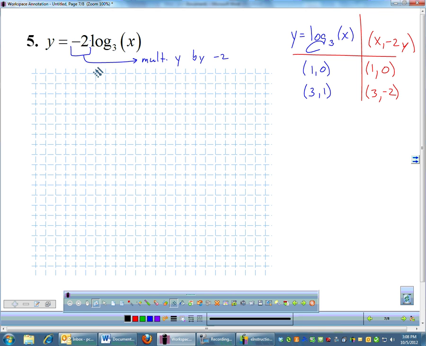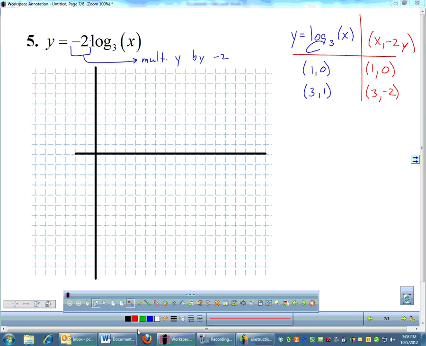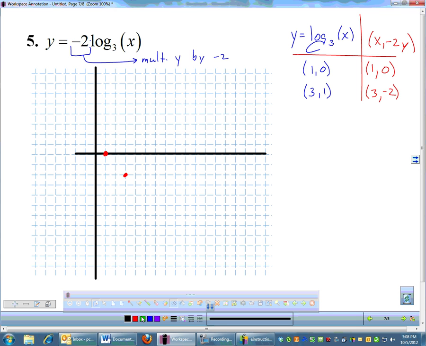Let's get my axes in here. Y-axis, x-axis. Let's plot those 2 points. 1, 0. 1, 2, 3, negative 2. Ooh, my point flipped down. I do have a vertical asymptote on the y-axis. Let's draw that in there. There's no shift left or right, so my asymptote's not going to move.